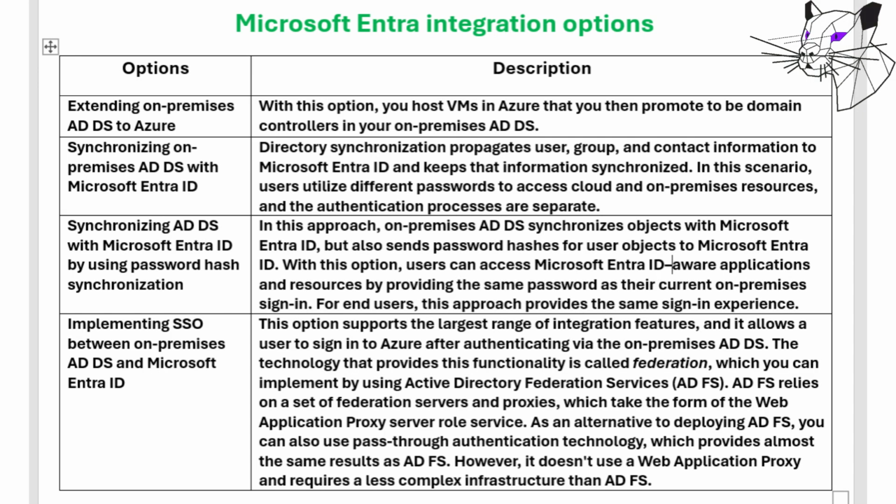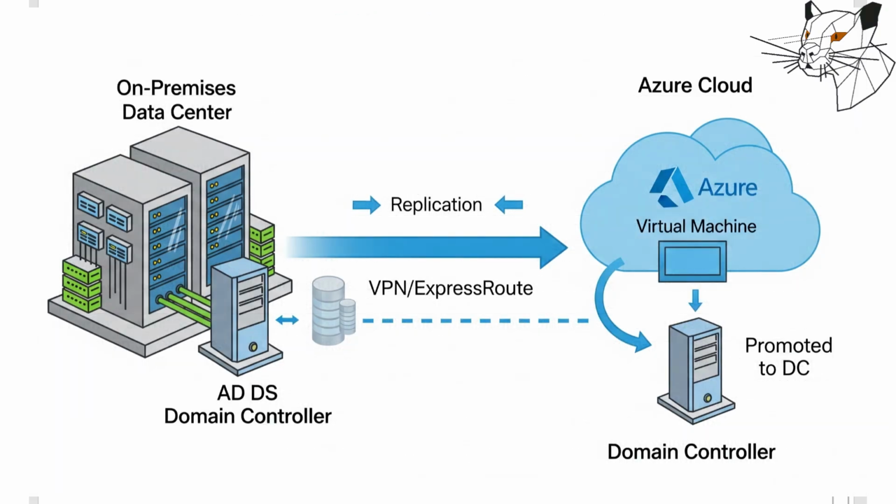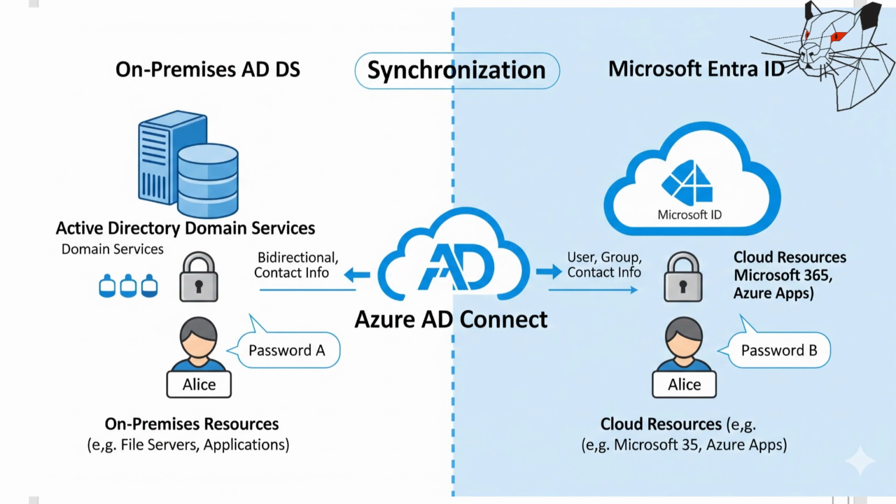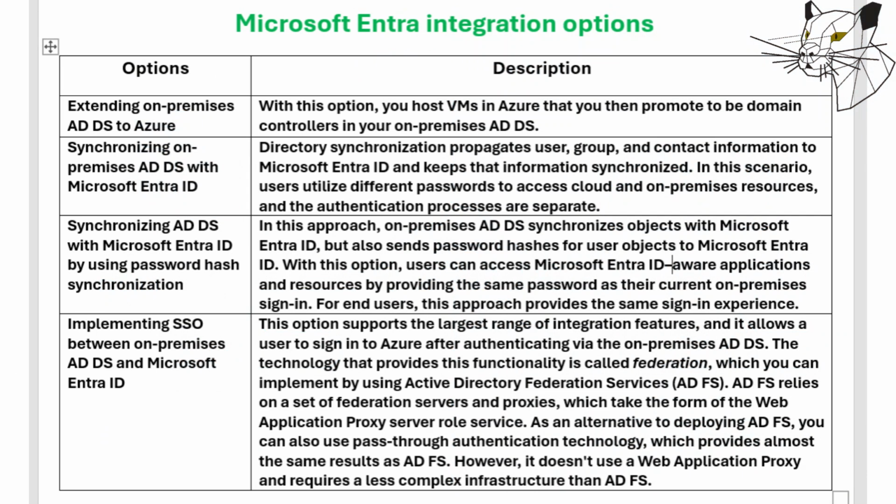Options. Description. Extending on-premises ADDS to Azure. With this option, you host VMs in Azure that you then promote to be domain controllers in your on-premises ADDS. Synchronizing on-premises ADDS with Microsoft Entra ID. Directory synchronization propagates user, group, and contact information to Microsoft Entra ID and keeps that information synchronized. In this scenario, users utilize different passwords to access cloud and on-premises resources, and the authentication processes are separate.